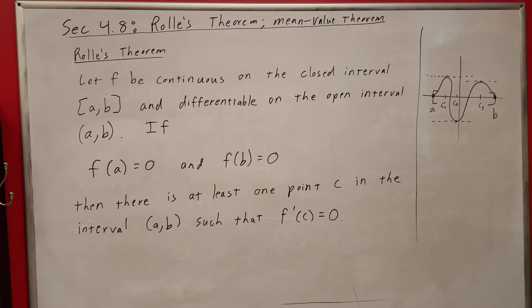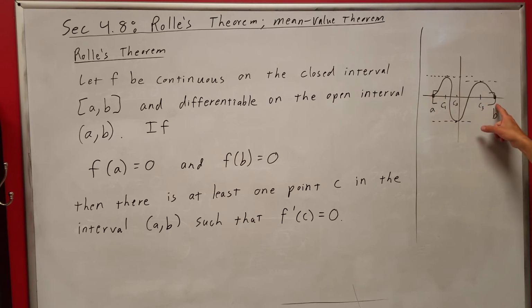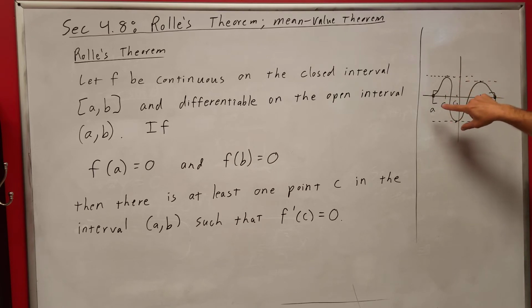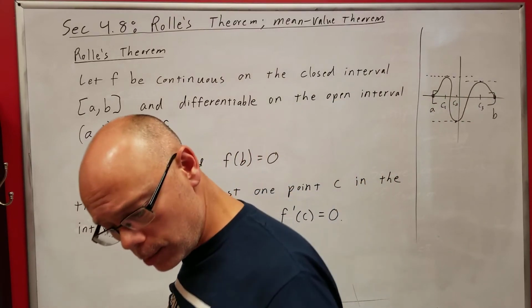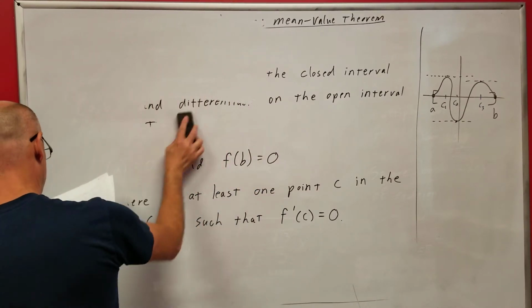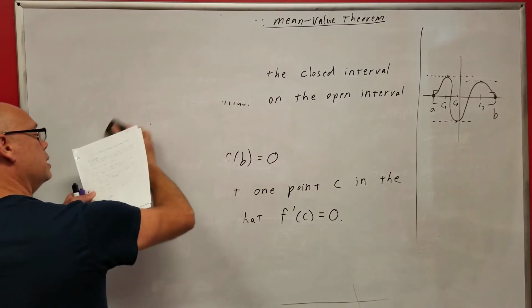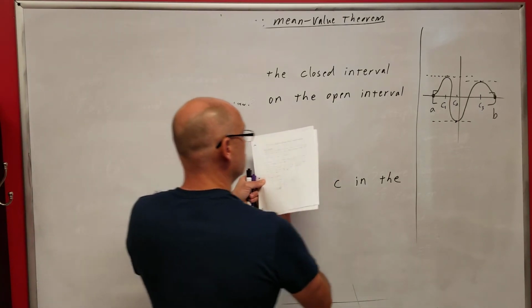So what's it saying basically? If you have a 0 at A and a 0 at B and you have a continuous differentiable function, okay? It's either going to go up, down, or maybe both or whatever, okay? But you're going to have at least one point C where the slope of the tangent line is 0. Well, let's work our first example here, okay? What's the first example read? It reads, find all values of C in the interval that satisfy the conclusion of Rolle's theorem.